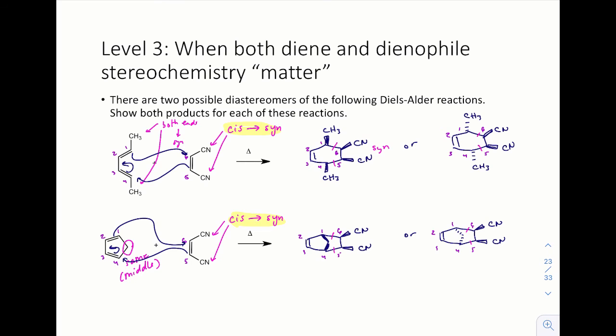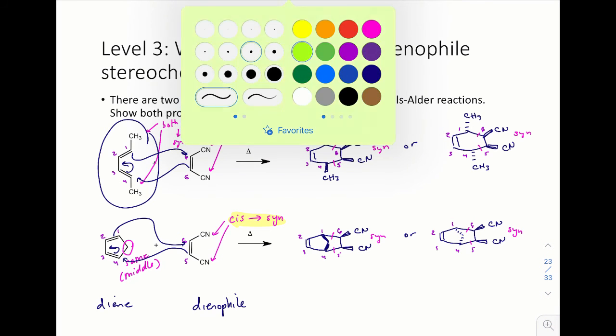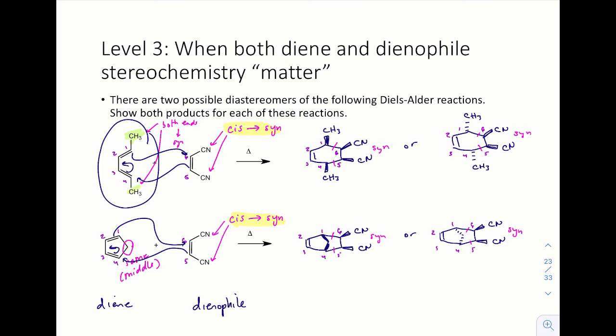So syn. For the diene, the methyl groups are occupying the ends of the diene, so they should be on the same side, syn to one another in the product. Okay, and it's the same thing for the second diene. The groups are the same, but they're in the middle. Okay, so there's group in the middle.